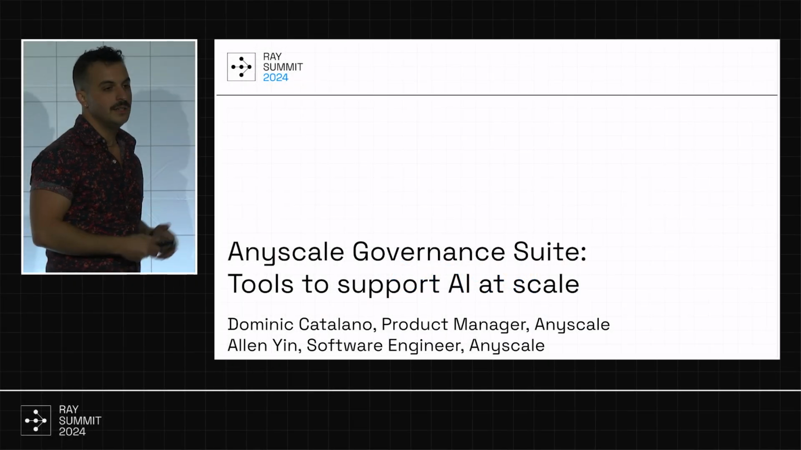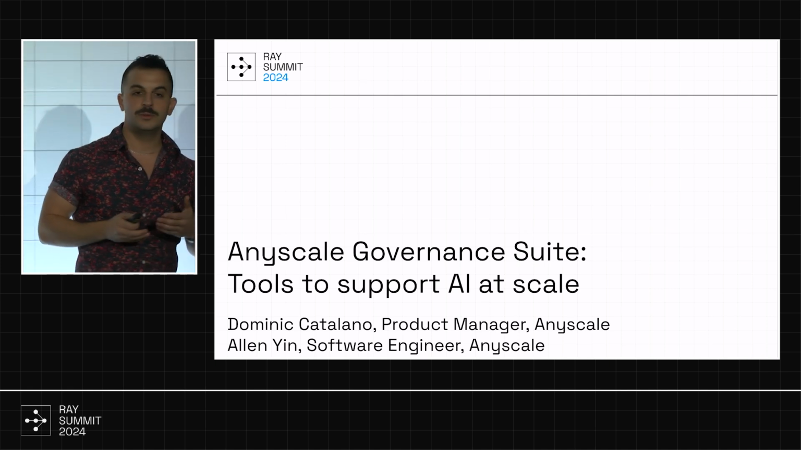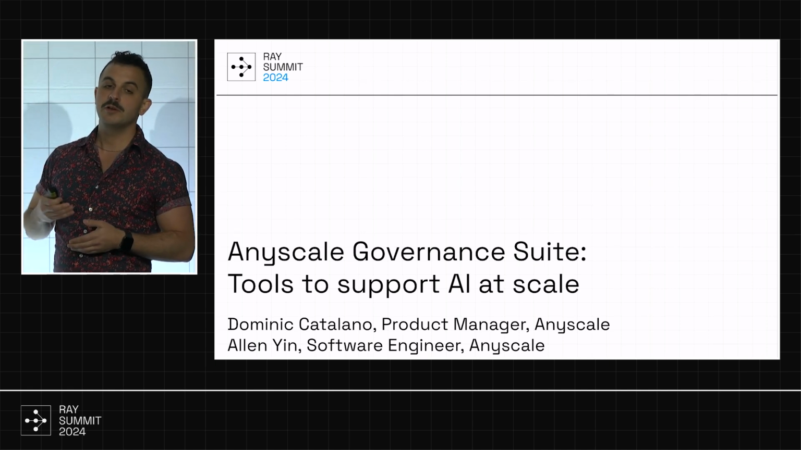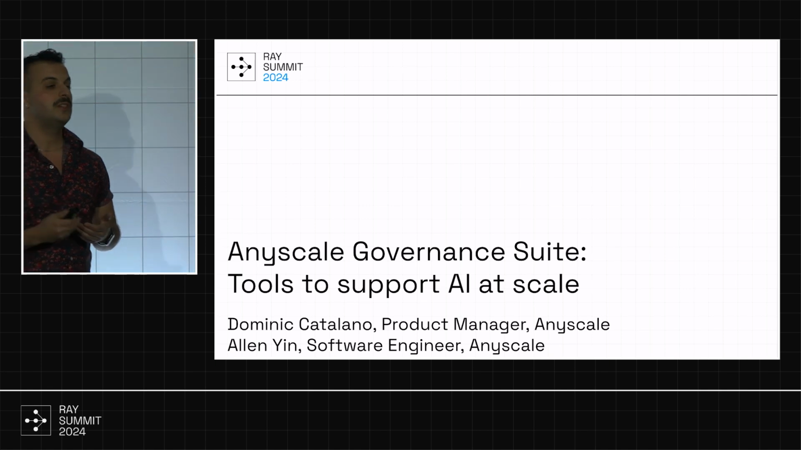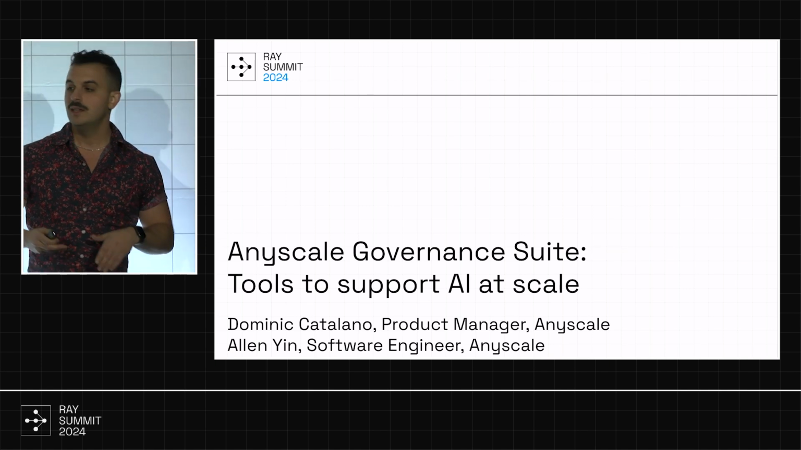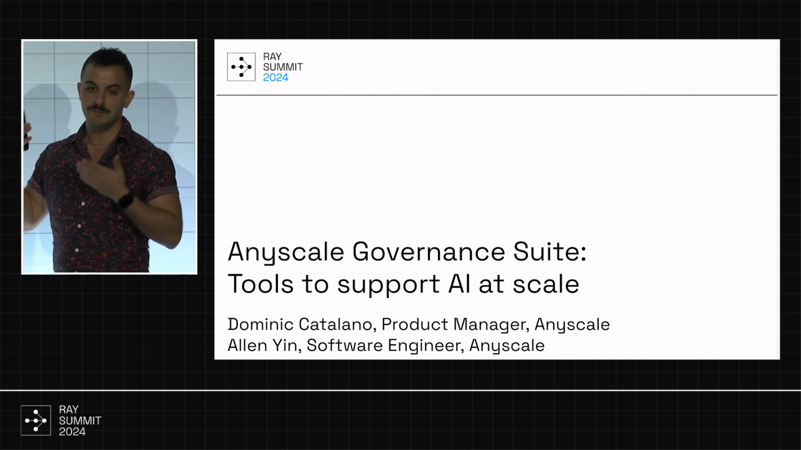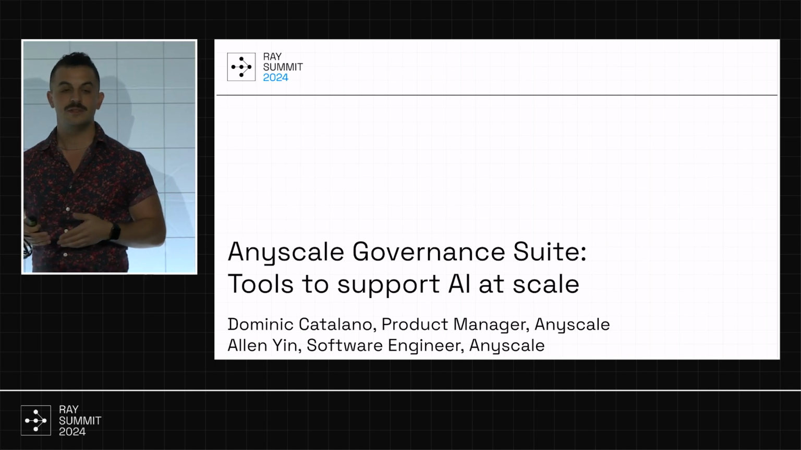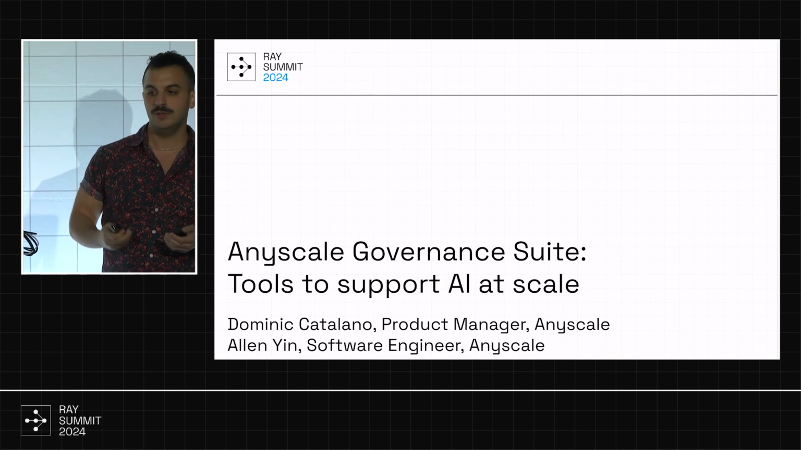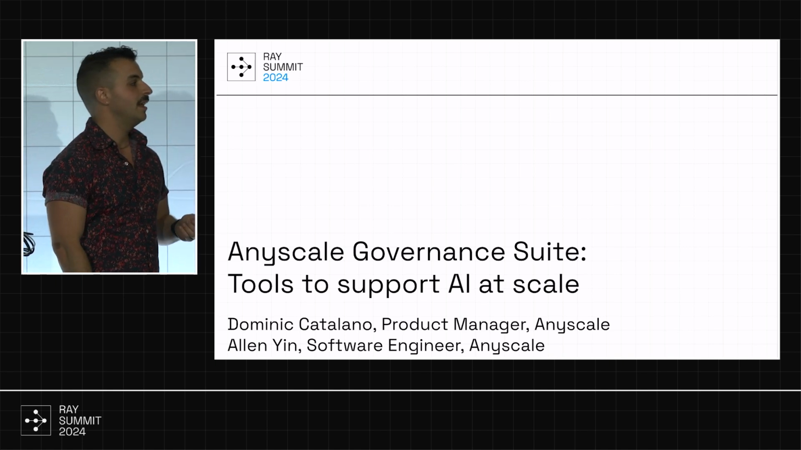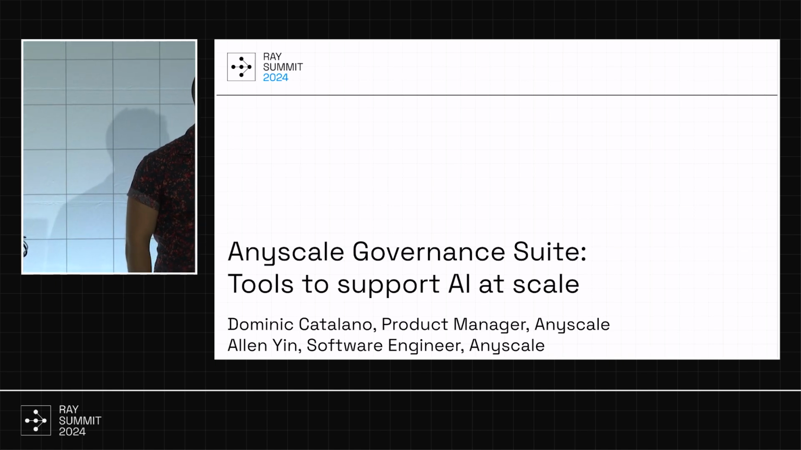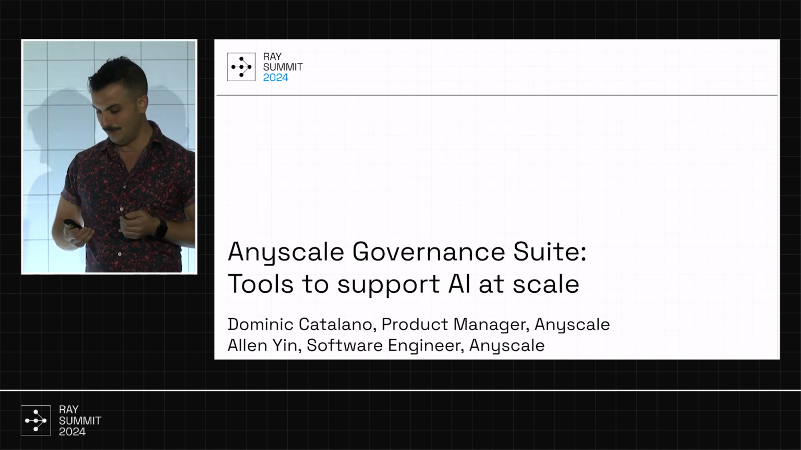Let's get started. Welcome to the Anyscale Governance Suite, tools to support AI at scale. In this session, we're going to go through some of the frameworks, tools, and features we built on the Anyscale platform to help support AI platforms, build guardrails, and make sure that people can get the best use out of their compute resources. My name is Dominic Catalano. I'm one of the product managers at Anyscale. I'm joined here by Alan Yin, software engineer for Anyscale.